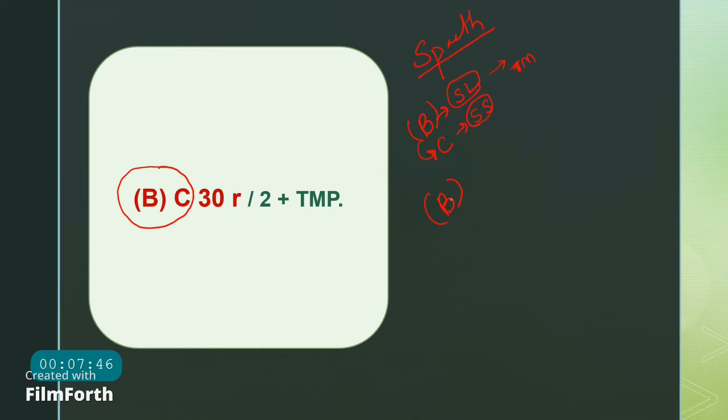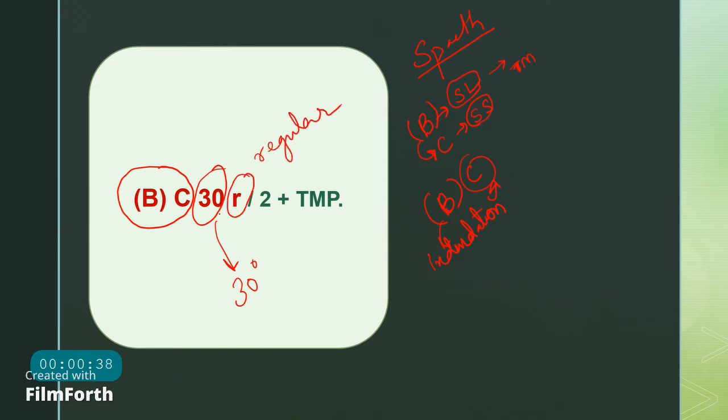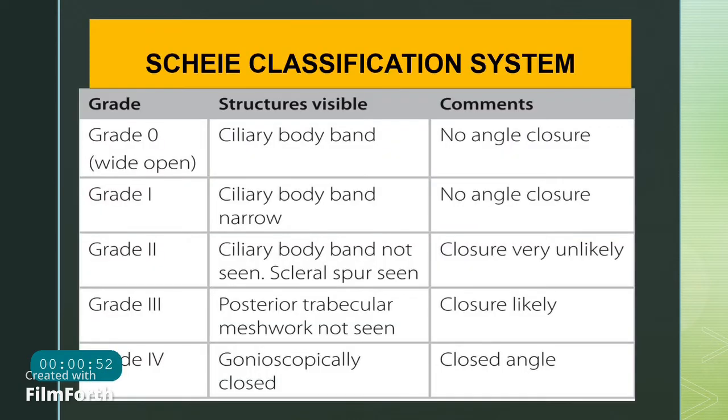So whatever you put in the parentheses, in the brackets, it means that it is before doing the indentation. Then after you indent and you see the structures, that letter or that grading will come after the brackets, right? And then the number over here, 30, represents the angle width. So 30 means it is 30 degrees, and R represents that it is a regular iris. Now, after that, the pigmentation is represented by putting a slash, and then it is 2 plus pigmentation. So it is the 2 plus trabecular meshwork pigmentation. So this is how you put the notation in the Spaeth's classification.